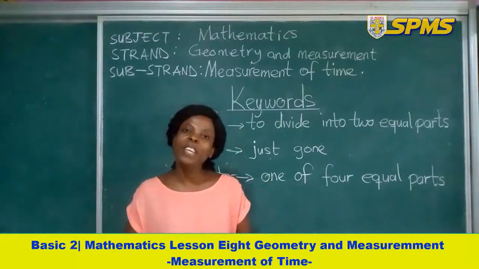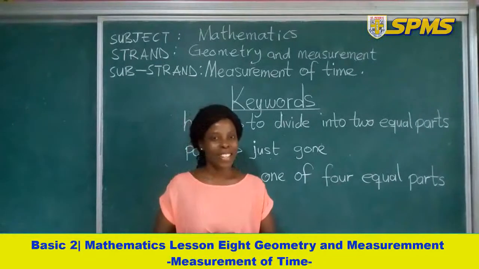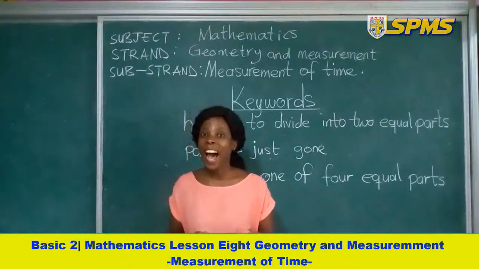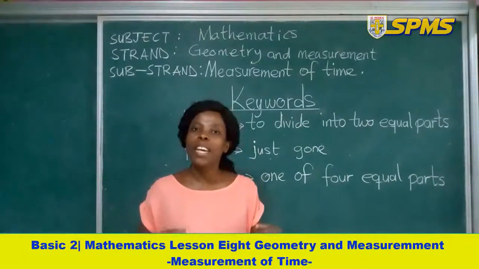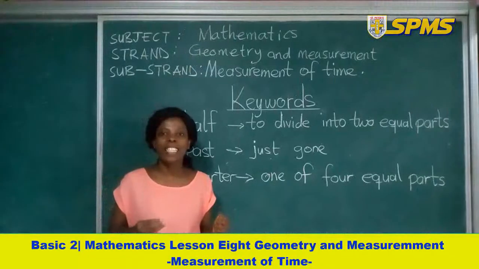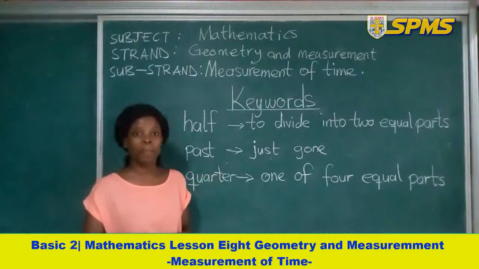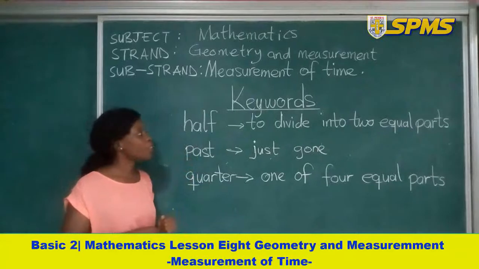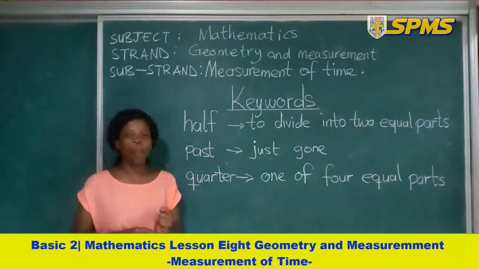And what did we say are the units for measuring time? In seconds, minutes, and hour. And then we took a good look at how to tell the time in hour and in minutes. To understand this lesson in detail, we need to go through our keywords and be familiar with them. Our first keyword is half. Half: to divide into two equal parts.